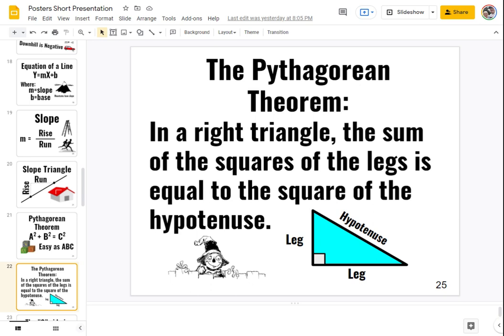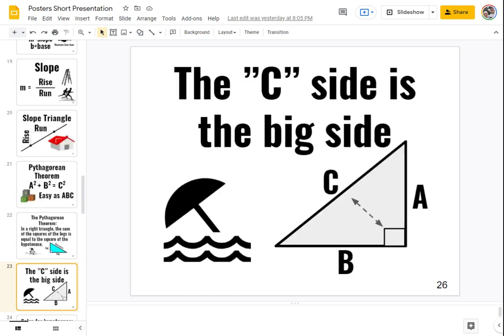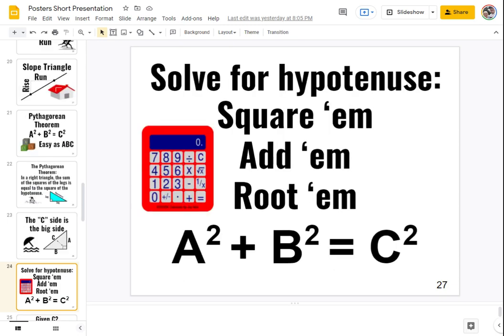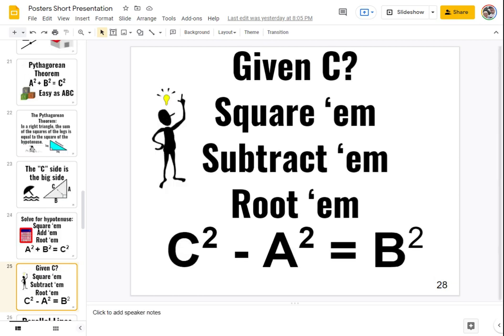The 2 legs touch the right angle. The hypotenuse is the big side. The c side is the big side. To solve for the hypotenuse, square them, add them, root them. A squared plus b squared equals c squared. Find the root. Given the c side, square them, subtract them, root them.